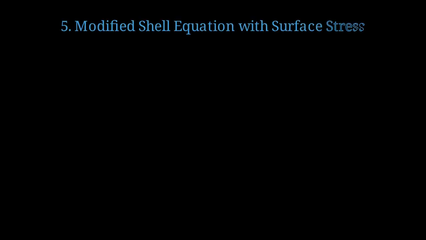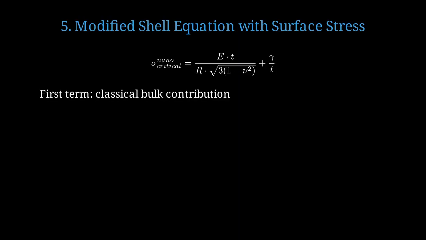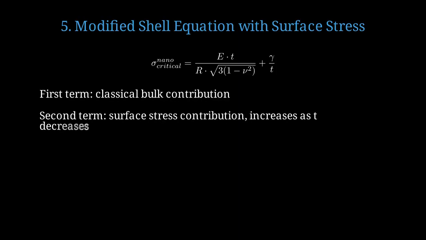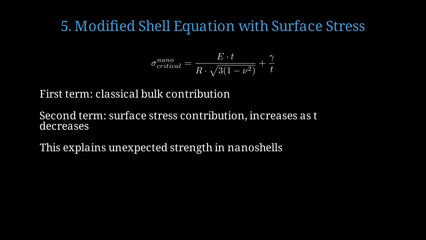Now let's see how we modify the classical shell equation to account for surface stress. The modified critical stress equation adds a surface stress term, gamma over T, to the classical expression. The first term is the classical bulk contribution we saw earlier. The second term is the surface stress contribution, which dramatically increases as shell thickness decreases. This additional term explains why nanoshells can be surprisingly stronger than classical theory predicts.